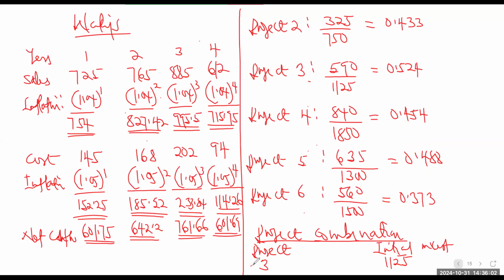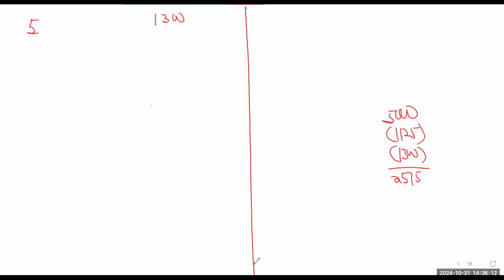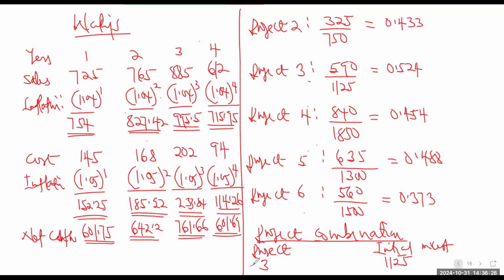Okay. So the next project will be what? Project 4. Okay. Project 4, how much are we spending there? 1,850. How much will be left? 725. Okay.